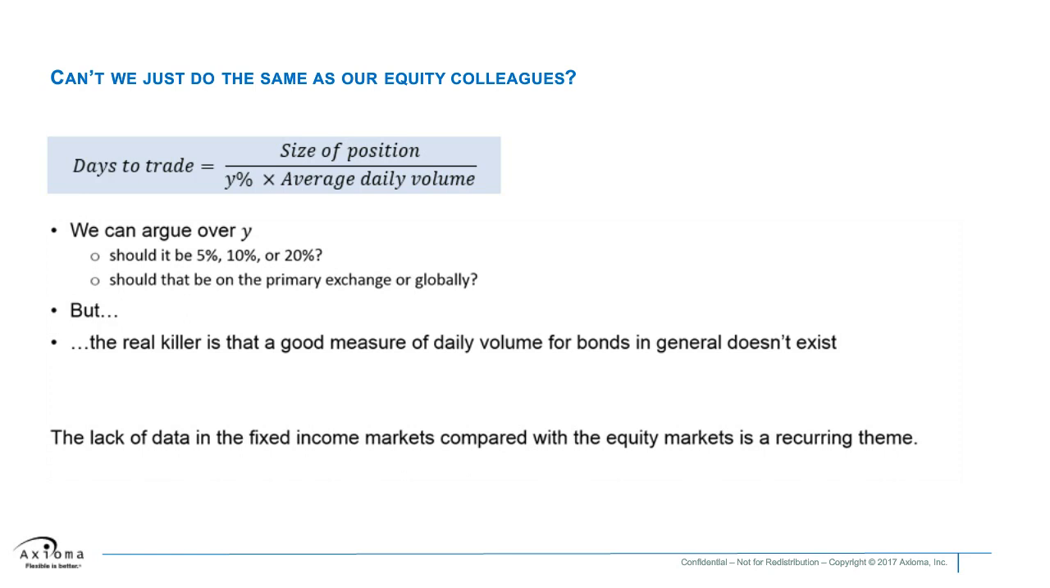A natural question when we start looking at coming up with a liquidity measure is to say, well, can't we just do the same as our equity colleagues? In equities, a common measure is days to trade, which is often defined as the size of position over a certain percentage of average daily volume. We can argue over what that percentage should be, whether it should be 5, 10, 20%, something completely different, and different firms will have a different view on this. Or should it be on the primary exchange or globally? Or perhaps, as I would do, to look only at the exchanges in which you have access to.